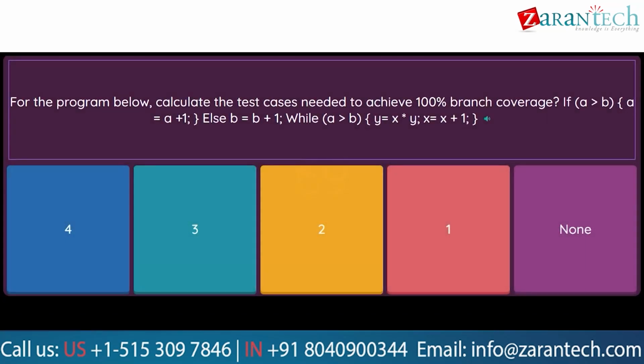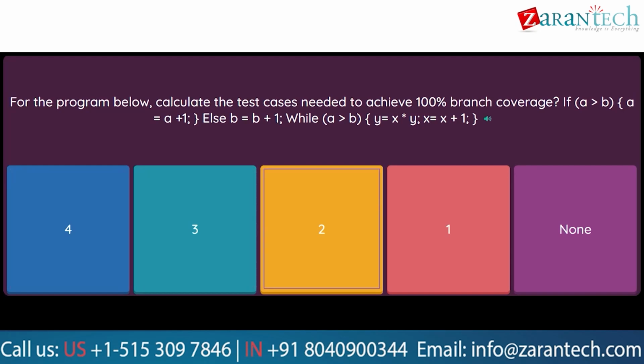Question, for the program below, calculate the test cases needed to achieve 100% branch coverage. If A, A equals A plus 1, else B equals B plus 1, while A < B, Y equals X times Y, X equals X plus 1. Option 1: 4. Option 2: 3. Option 3: 2. Option 4: 1. Option 5: none.